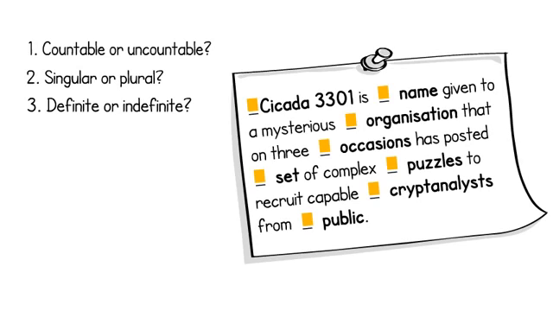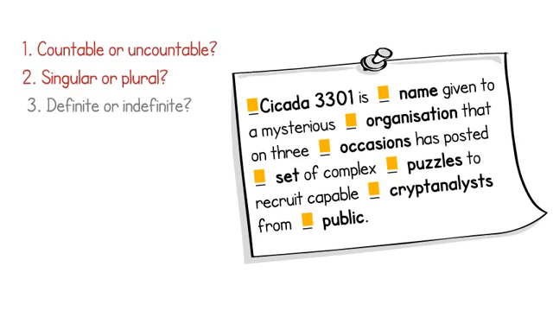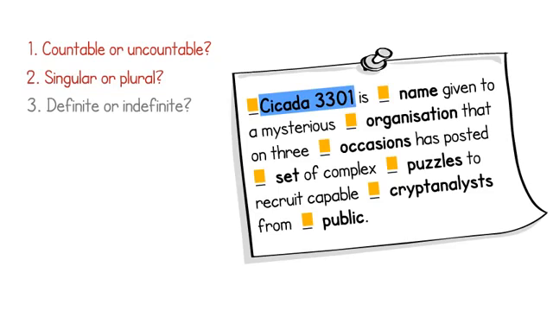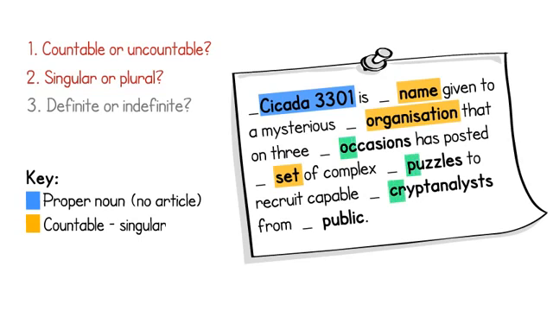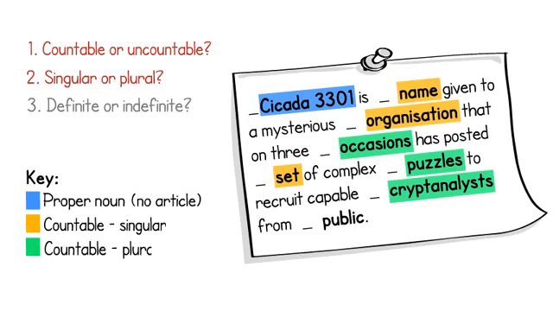Let's look at each of the nouns in turn and answer our first two questions. Firstly, Cicada 3301 is a proper name, like John, Brisbane, or Griffith University, and therefore it takes no article. So we do not need to consider it any further. The nouns name, organisation, and set are all countable and singular. The nouns puzzles, occasions, and cryptanalysts are countable and plural, and the final noun, public, is uncountable. We have now answered our first two questions about each of the nouns in this sentence.